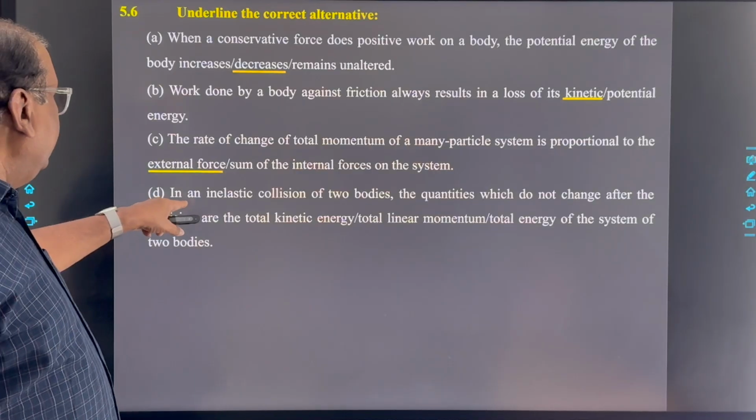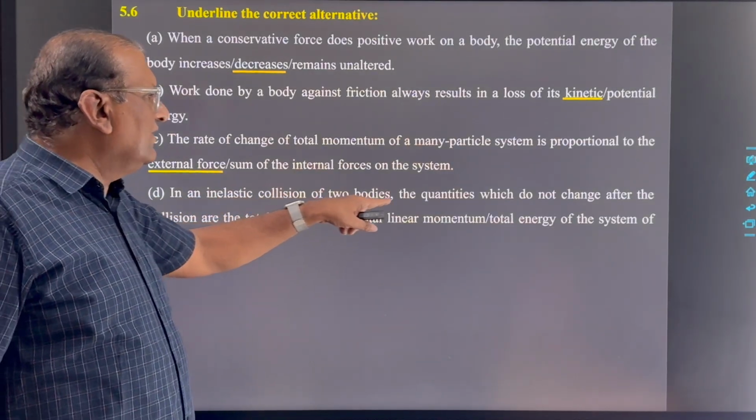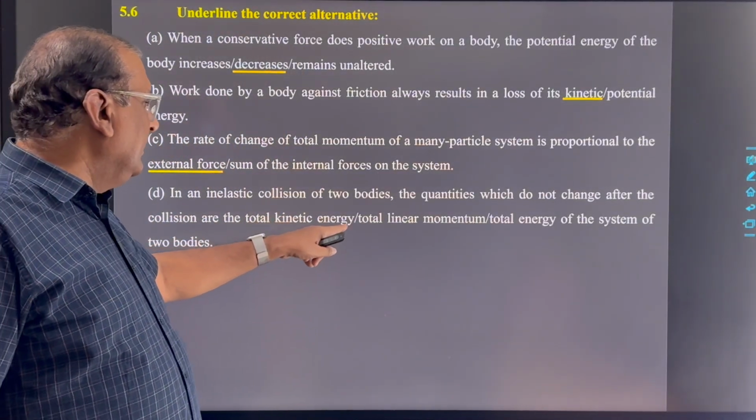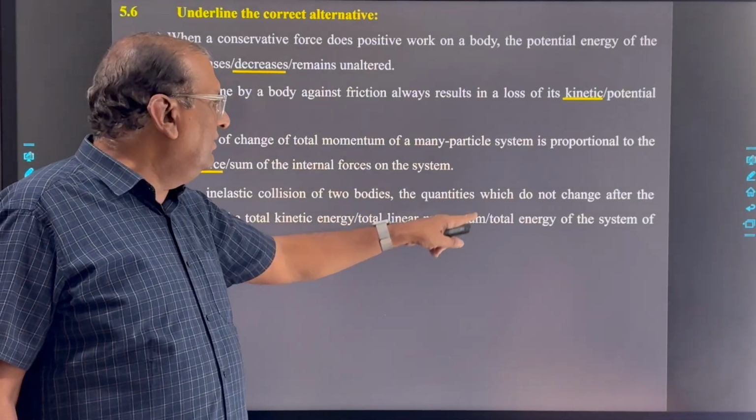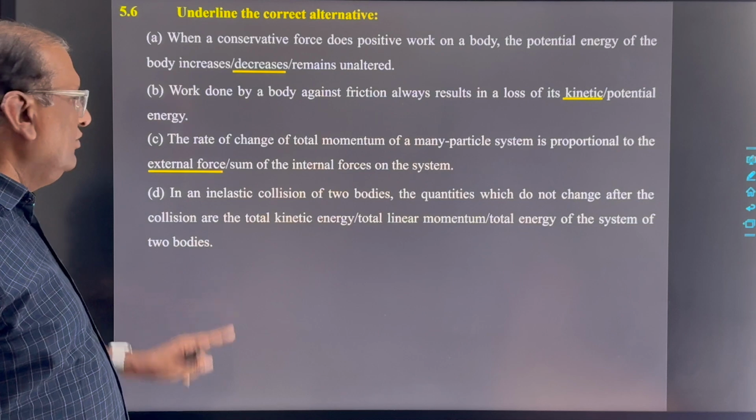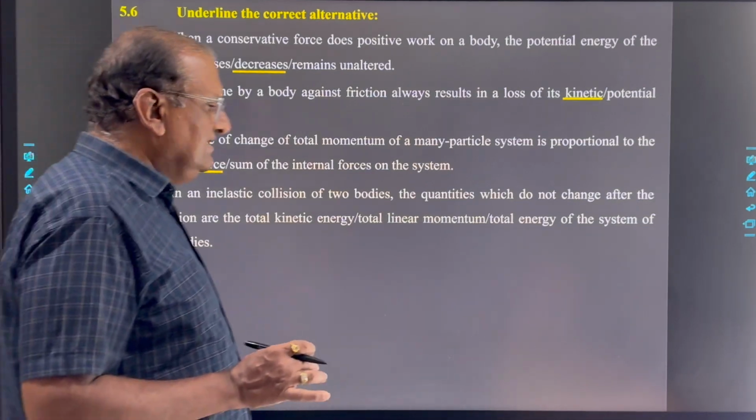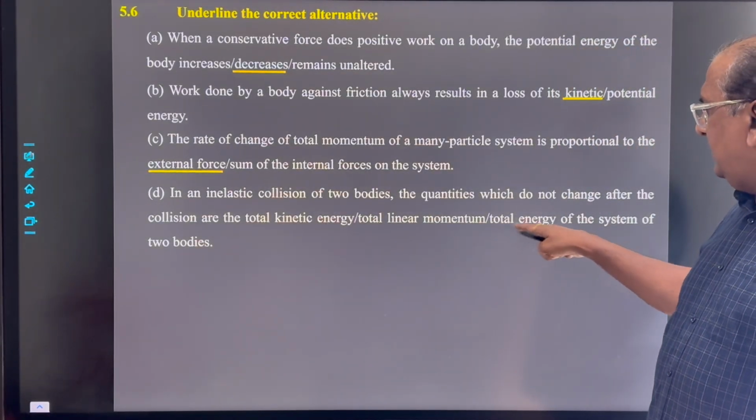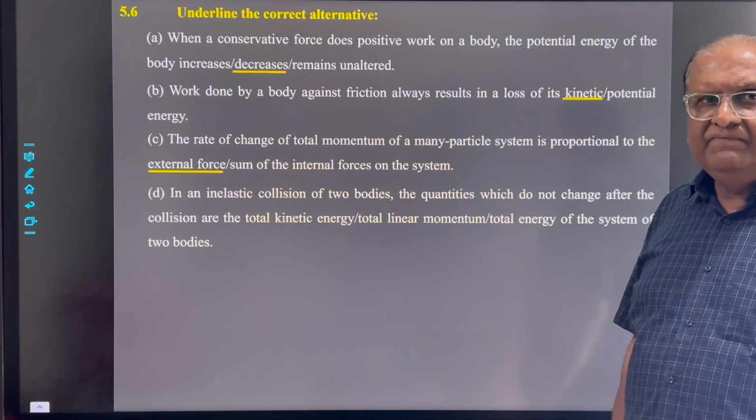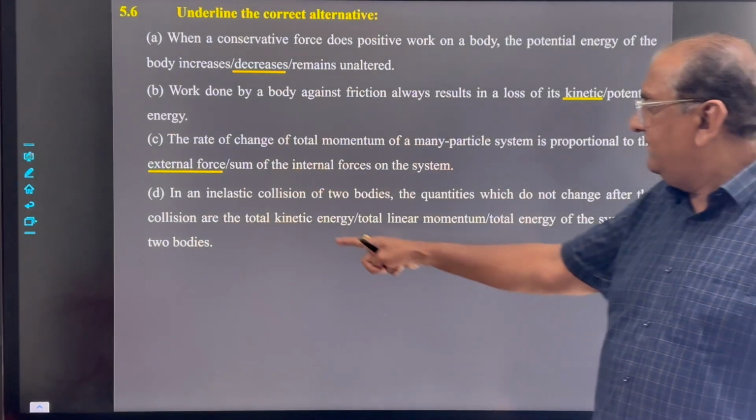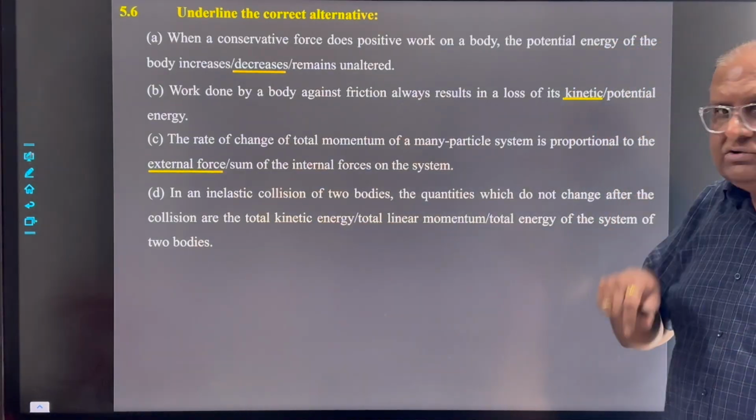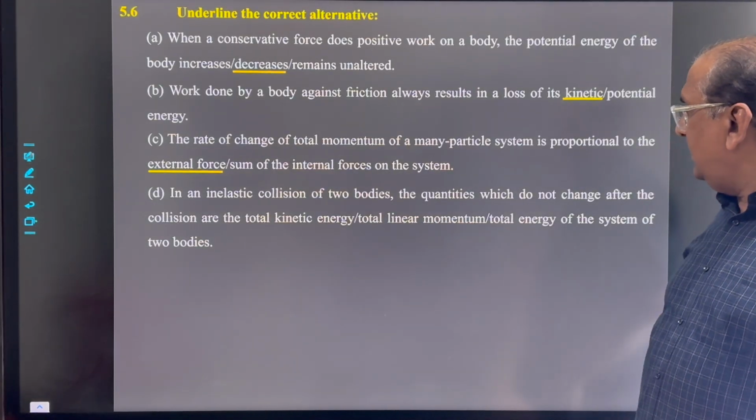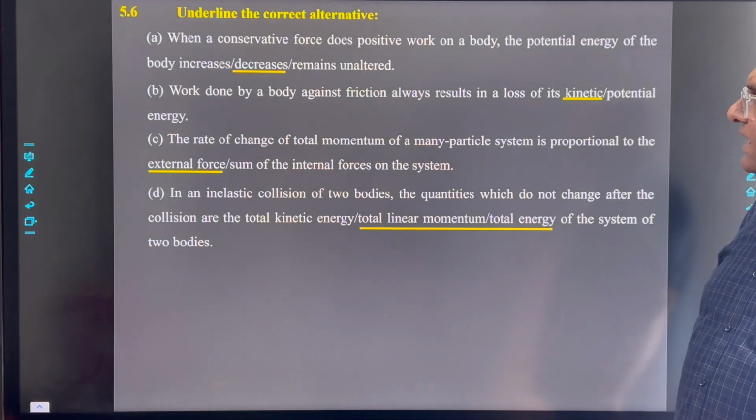D. In an inelastic collision of two bodies, the quantities which do not change after the collision are the total kinetic energy or total linear momentum or total energy of the system of two bodies. So in theory we discuss this thing: in any type of collision, total linear momentum and total energy remain constant. But only in elastic collision, sorry, kinetic energy remains constant. So your answer will be total linear momentum and total energy.